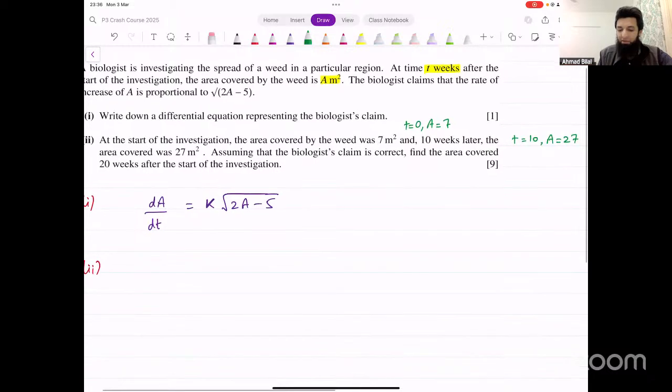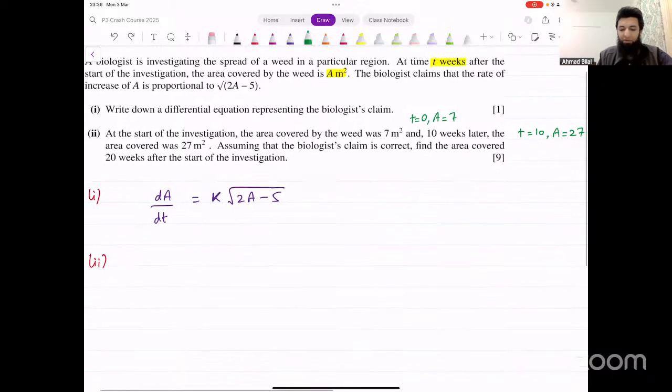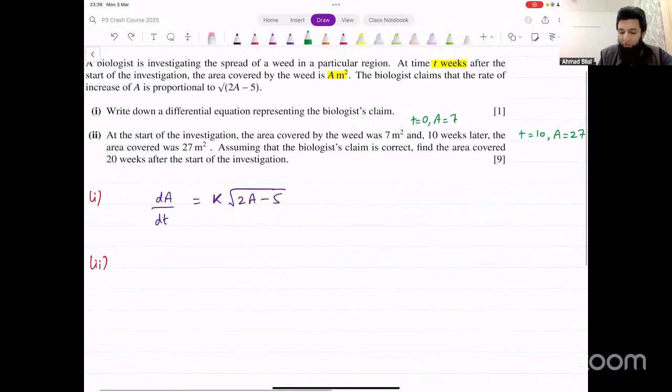Assuming that the claim is correct, that means this equation is correct, find the area covered 20 weeks after the start of the investigation. So we want to find the value of A when t is equal to 20. At this point, we want to find the value of A.